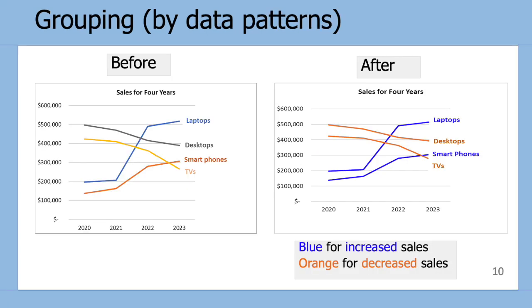And this last grouping example uses color to group by data pattern. So on the left-hand side, using this line graph again, it's difficult to see right away that laptops and smartphones had increased sales, where desktops and TVs had decreased sales. So on the right-hand side, we identified the categories with increased sales using blue lines and blue line labels. And then the items that had decreased sales have the orange lines and the orange line labels.